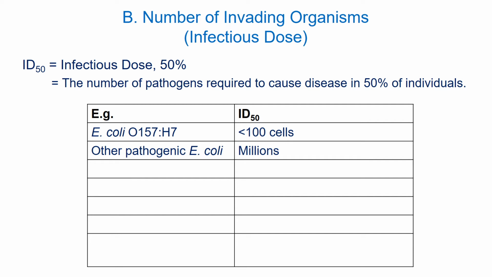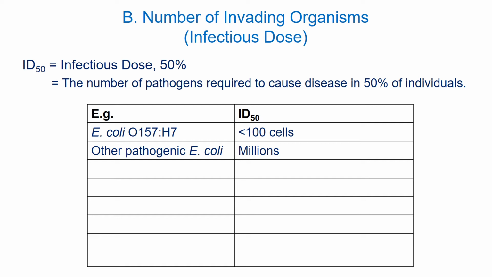So B is the number of invading organisms, or the infectious dose. You can see that we actually have a number for this. It's called the ID50, which is measured in a lab, which is the estimated number of pathogens required to cause disease in 50% of individuals. So it's a specific number that looks at what we think the infectious dose is. If you have less than that number, you're unlikely to get disease. If you have more than that number, you're likely to get disease.